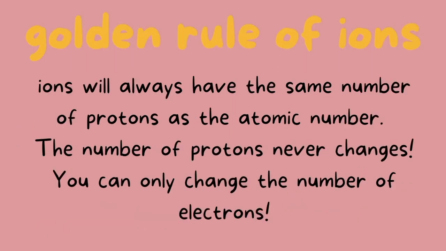The golden rule that you must never forget about ions is that ions will always have the same number of protons as the atomic number. In other words, the number of protons never changes. You can only change the number of electrons because remember, in the definition I mentioned, an atom becomes an ion by either gaining or losing electrons. So we're only manipulating the electrons, not the protons.